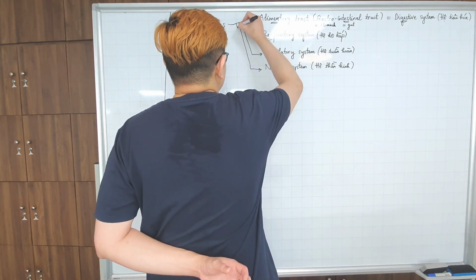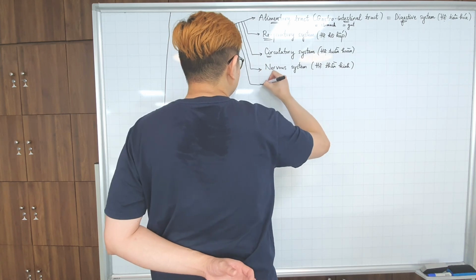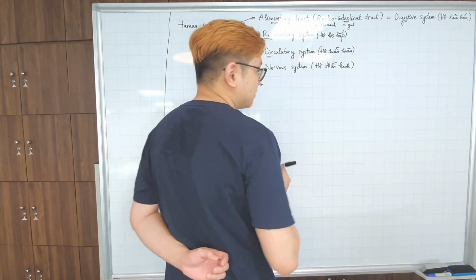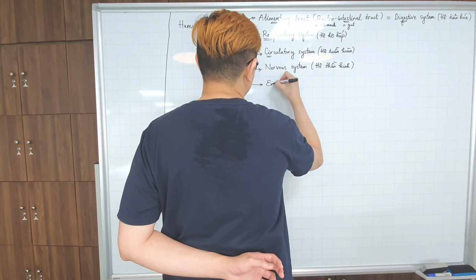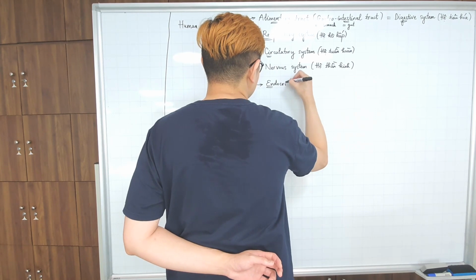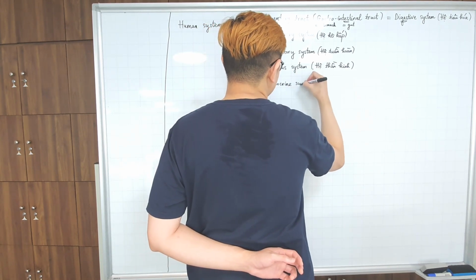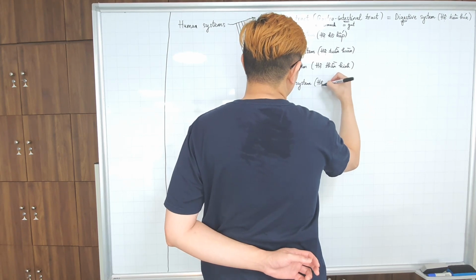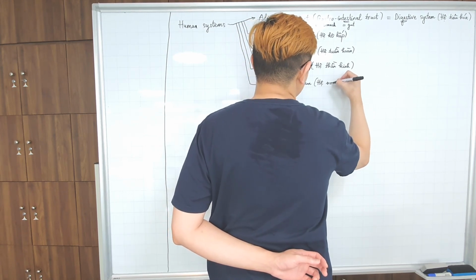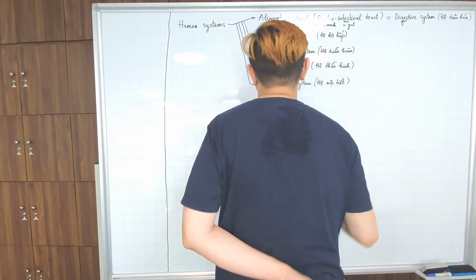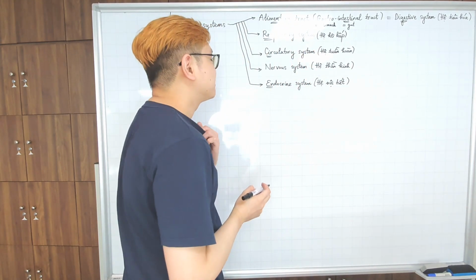So next one is the endocrine system. This endocrine system is actually big.